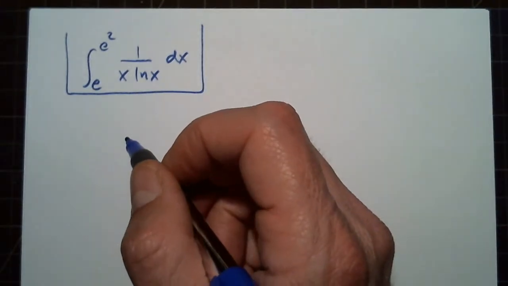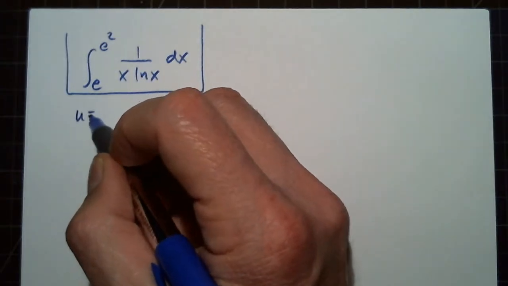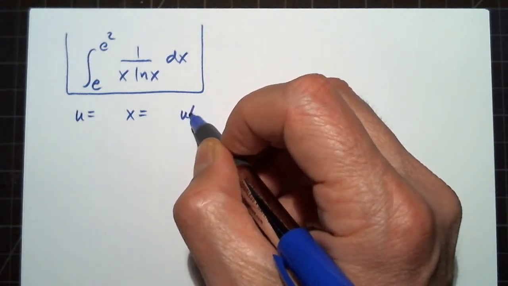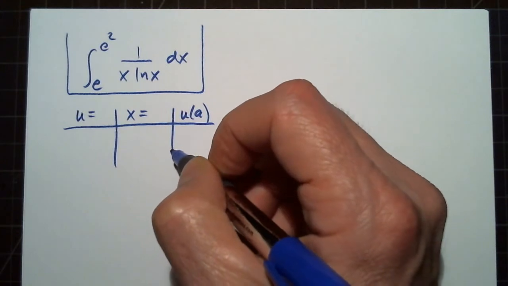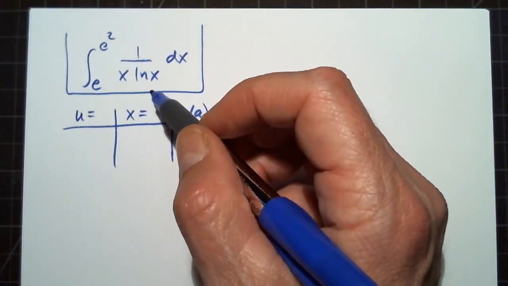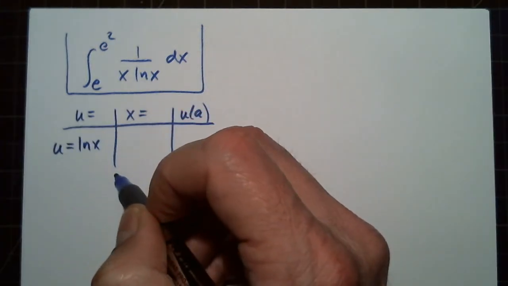All right. So here we have to be a little creative. It's not going to be the same substitution that we've been doing in the other examples. We have to be a little creative. If we let u equal the whole denominator, it's not going to work.